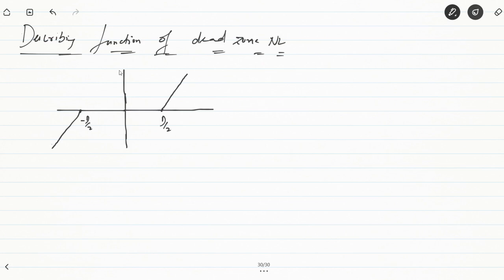Fine. So this is your output of the system, and we are taking this width that's between the plus and minus side of the dead zone band. Actually we are taking it equal to capital D. Fine. So you are applying an input, a sinusoidal input, as we do in case of a describing function. We apply a sinusoidal input.